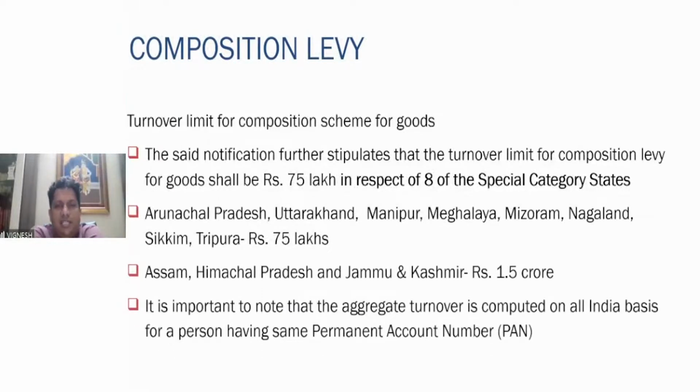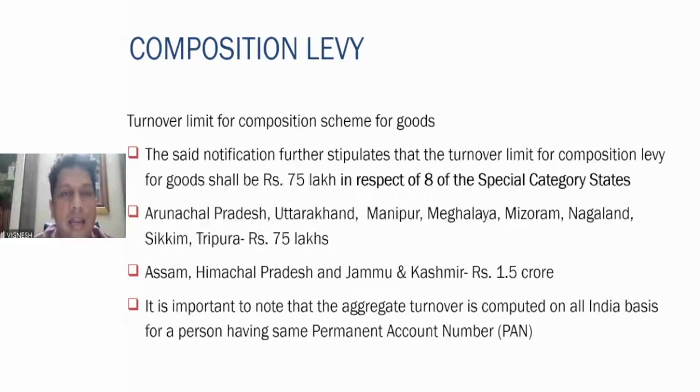For special category states, the limit will be 75 lakhs. So these states you have to keep in mind: Arunachal Pradesh, Uttarakhand, Manipur, Meghalaya, Mizoram, Nagaland, Sikkim, Tripura. These 8 states, the limit will be 75 lakhs. You need not remember this, but we never know. A question may be asked regarding composition scheme where the state of Arunachal Pradesh is mentioned. Then you have to remember that the limit there is 75 lakhs. Assam, Himachal Pradesh, Jammu and Kashmir and all the other states is 1.5 crores.